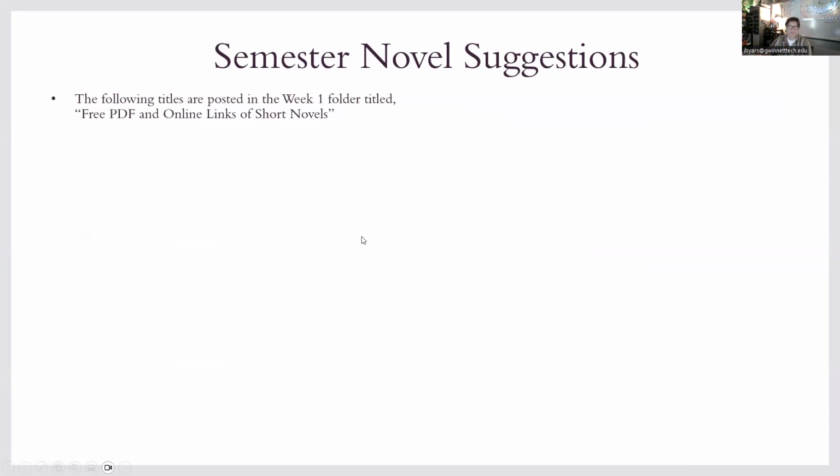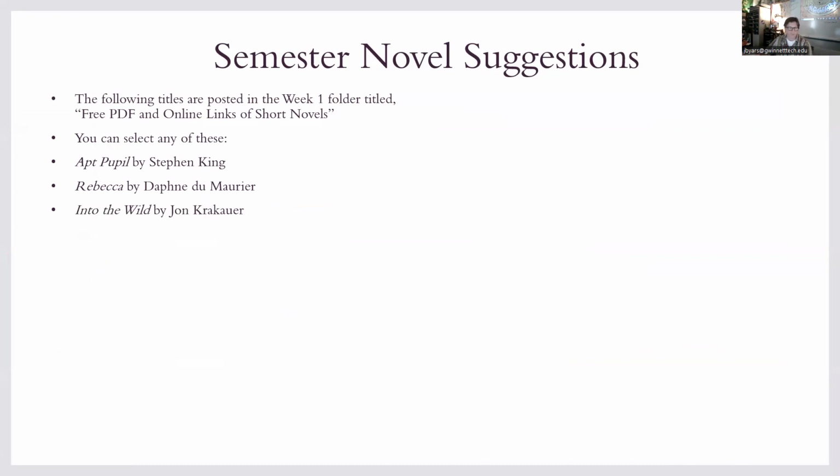The following titles are posted in the week 1 folder titled "Free PDF and Online Links of Short Novels." I'll show you those in a moment. These are all free. If you don't want to pay for anything in this class, you can use these. Apt Pupil by Stephen King. I have the book, and you can figure out how to watch the film. Rebecca by Daphne du Maurier. She's French. Into the Wild by Jon Krakauer. The Devil Wears Prada by Lauren Weisberger.